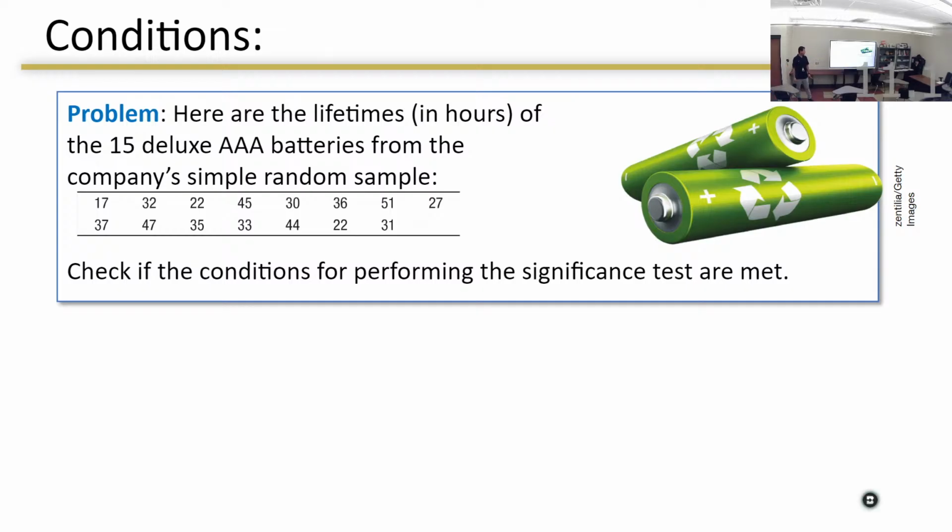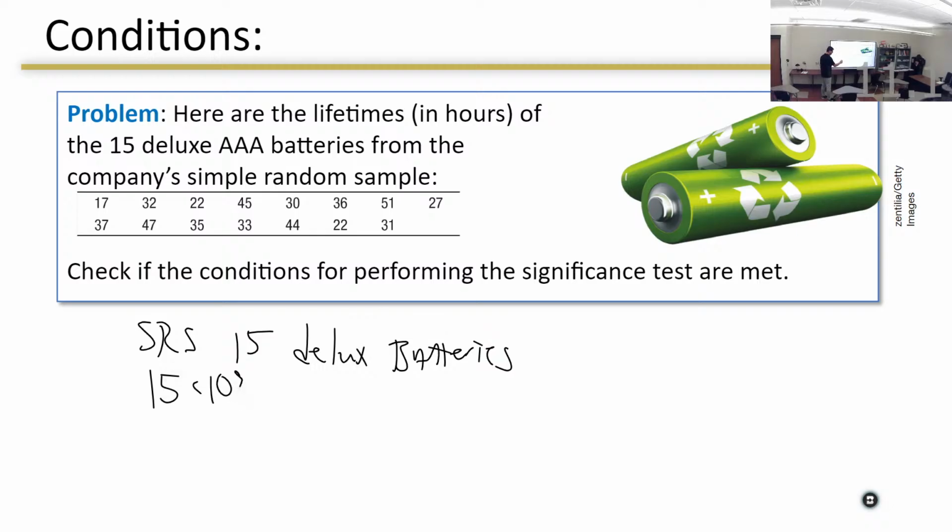There's lifetime hours of the 15 deluxe AAA batteries from a company's random sample. Check if the conditions are met. Very similar to something you're going to see on the test. So SRS, 15 deluxe batteries. 15 is less than 10% of all batteries.